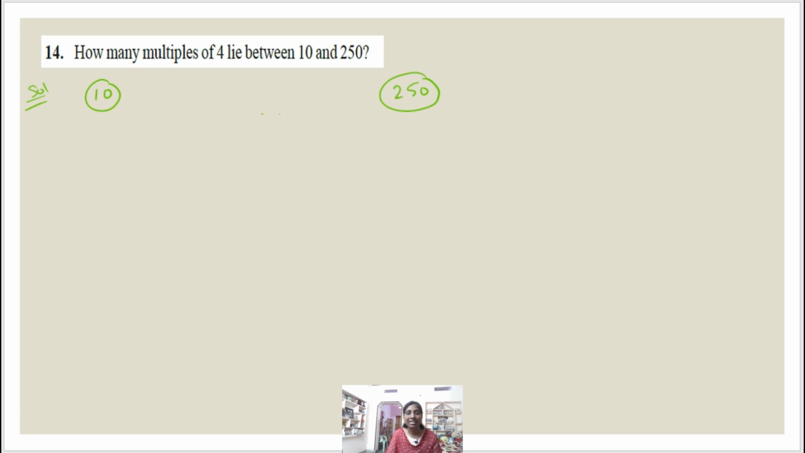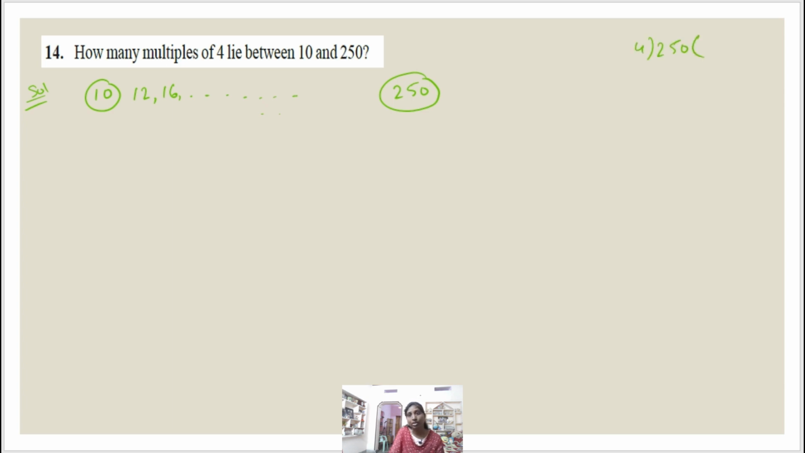So here, is 10 divisible by 4? Is 10 a multiple of 4? No. So what is the next multiple of 4? 12. Then what is next? 16. And so on. There are so many multiples of 4. It is very difficult to write here. So it is clearly an AP because the common difference is 4 here. But we have to find out how many numbers are there between 10 and 250. So here let us check whether 250 is divisible by 4 or not.